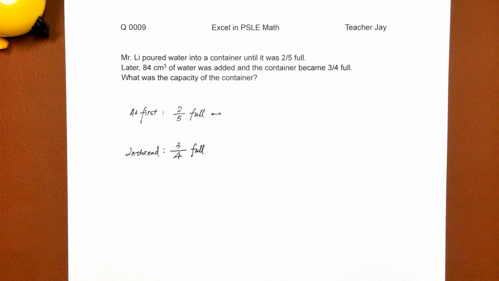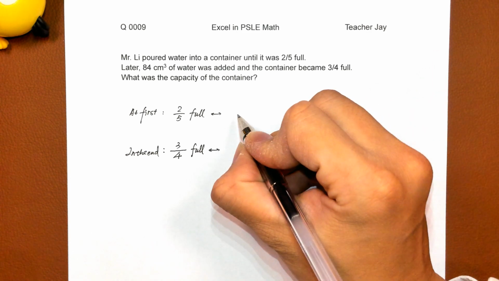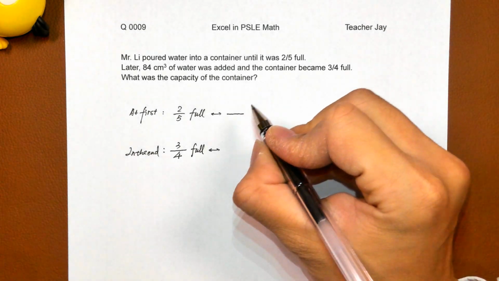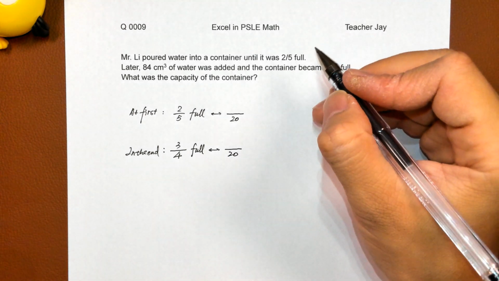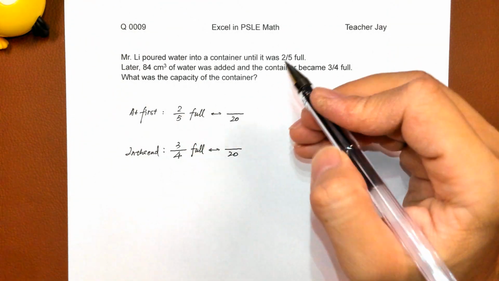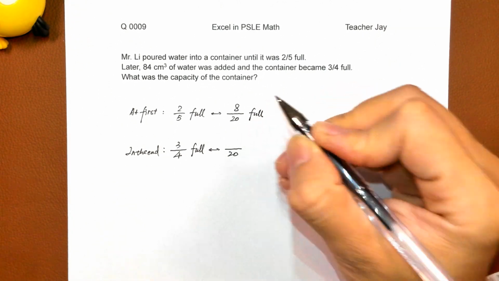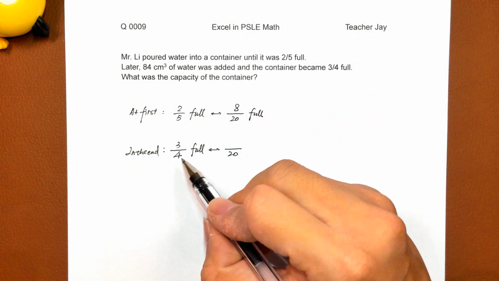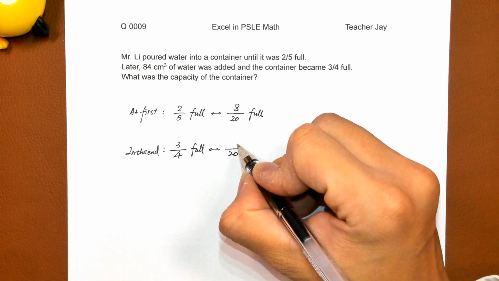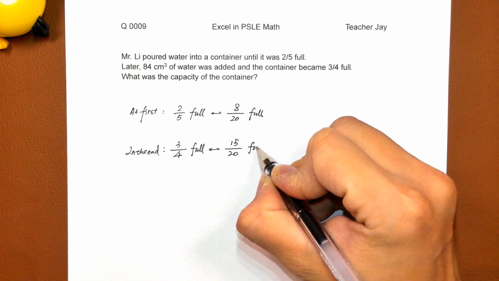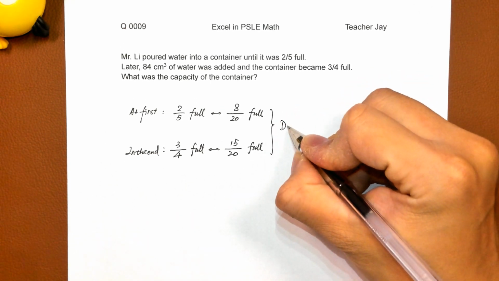We convert these two fractions into the same denominator, which is the LCM of 4 and 5, 20. We times 4. 2 times 4 is 8, and 5 times 4 is 20, and 3 times 5 is 15. So change to the same denominator so we can see the difference.